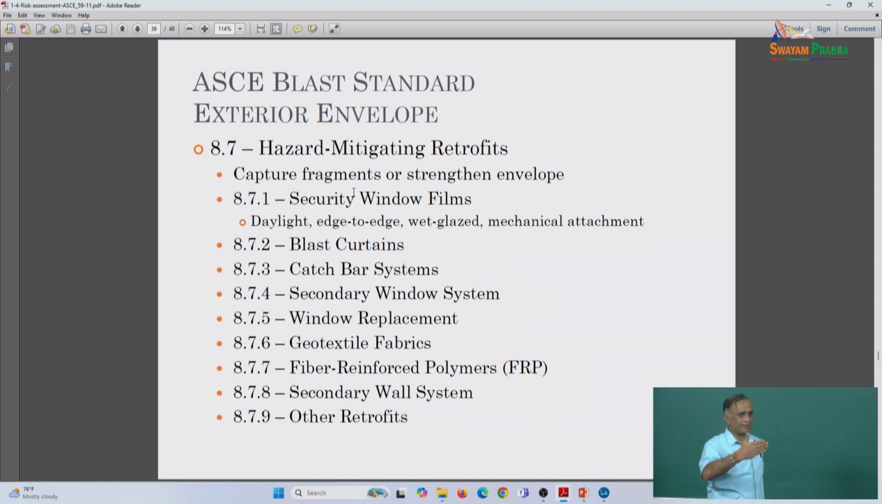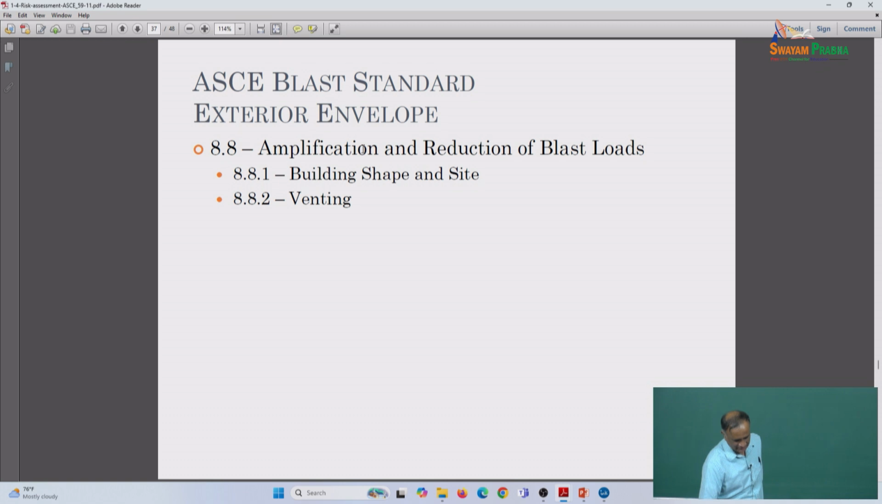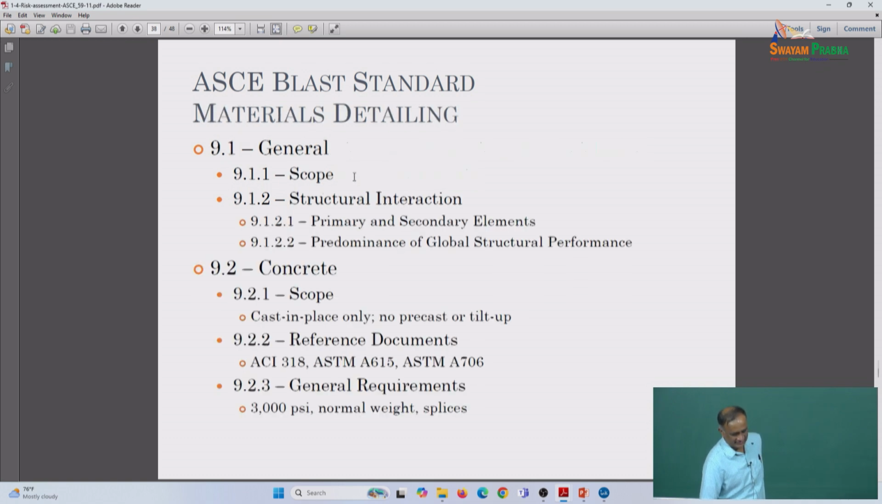But in critical places where it is needed, there is an opportunity to do that. Catch bar systems, again this is behind the windows so that the windows don't blow in. Fabrics, FRPs, and there is a bunch of research also going on in these areas. Amplification addresses amplification and reduction of blast loads based on the shape and size. Yesterday we also talked about this, so the standard addresses that. And then there is materials detailing. We will definitely get into some of these things.